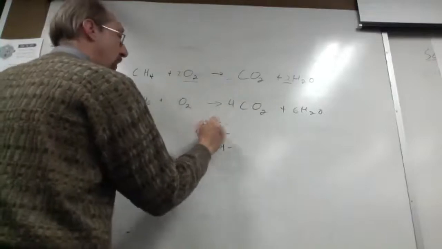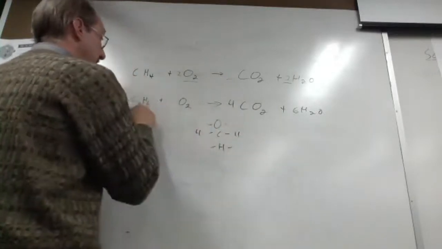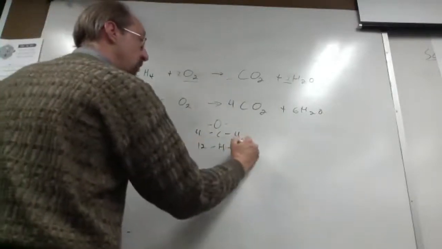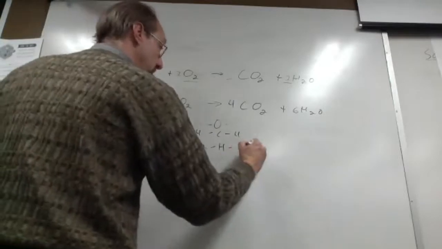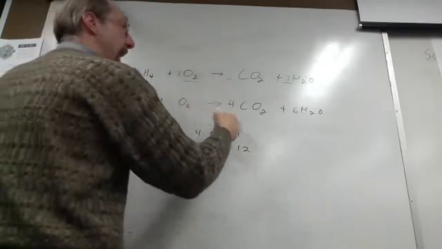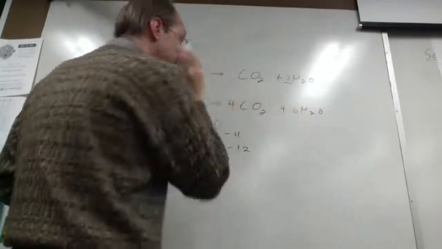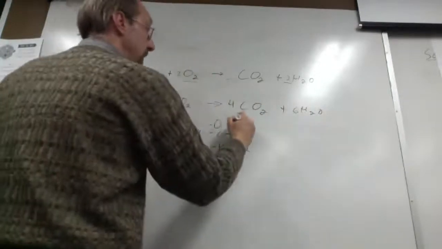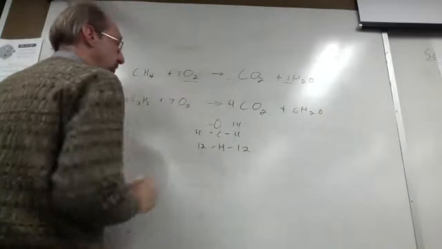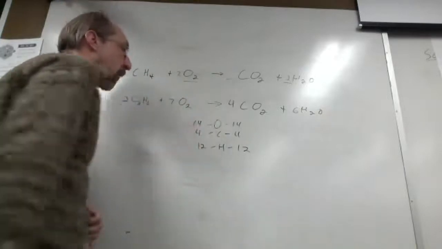I've got 4 carbons, 4 carbons. I've got 12 hydrogens, 12 hydrogens. And then if I go back and count my oxygens, I've got 8 plus 6, which is going to give me 14. And then I can just put a 7 there. And now that works out.